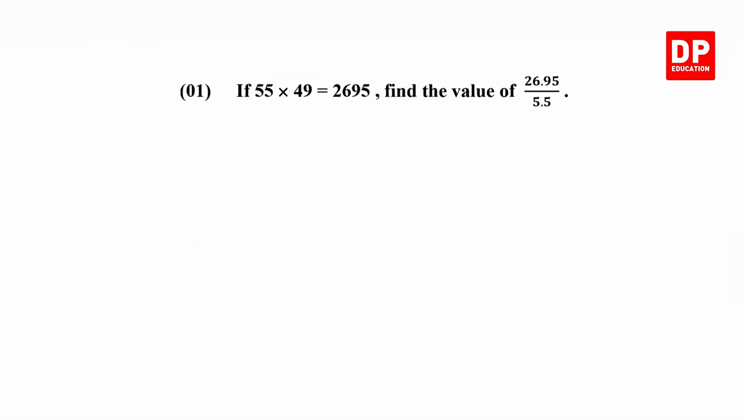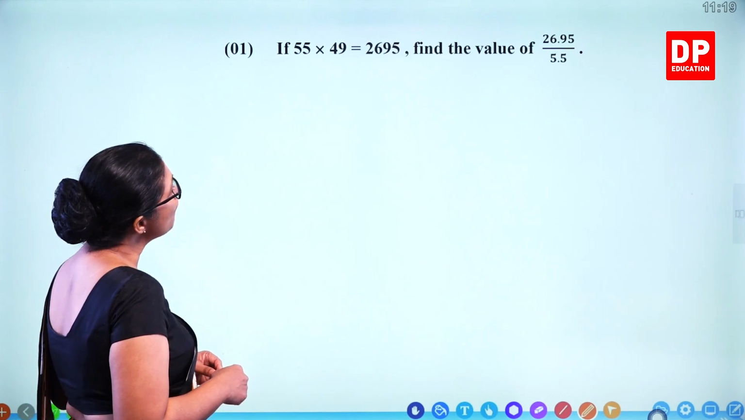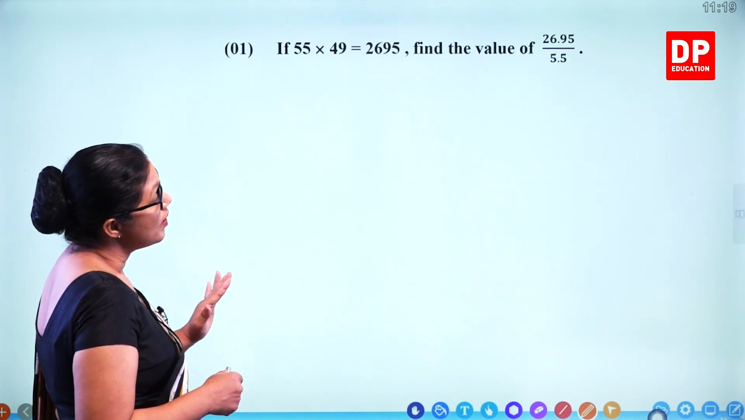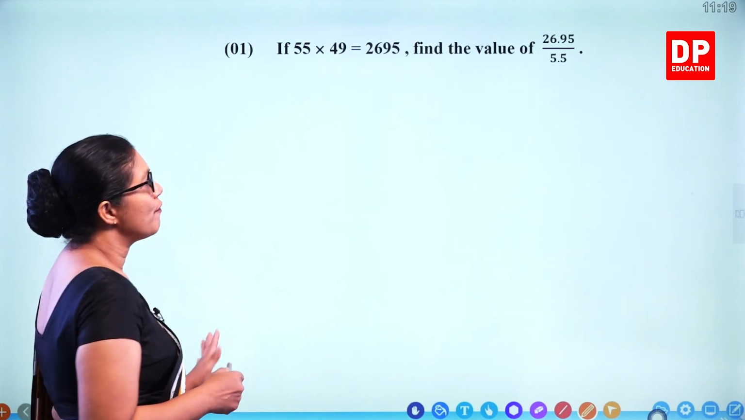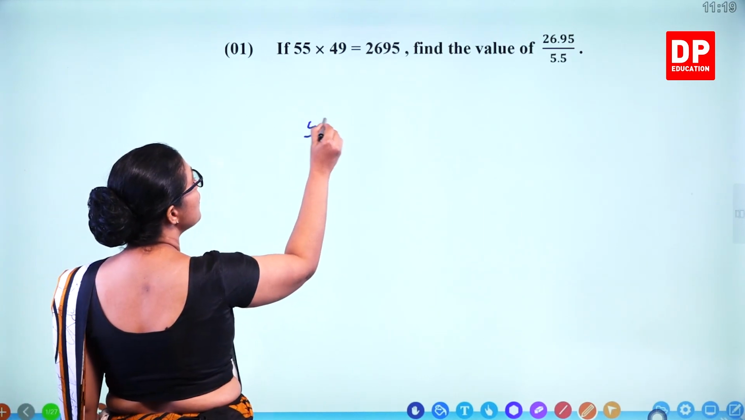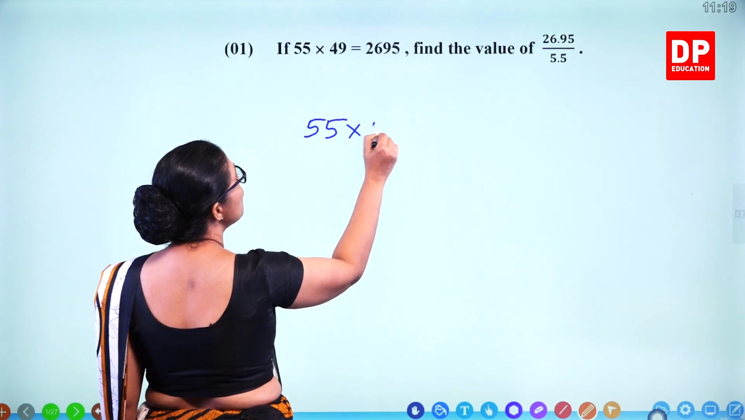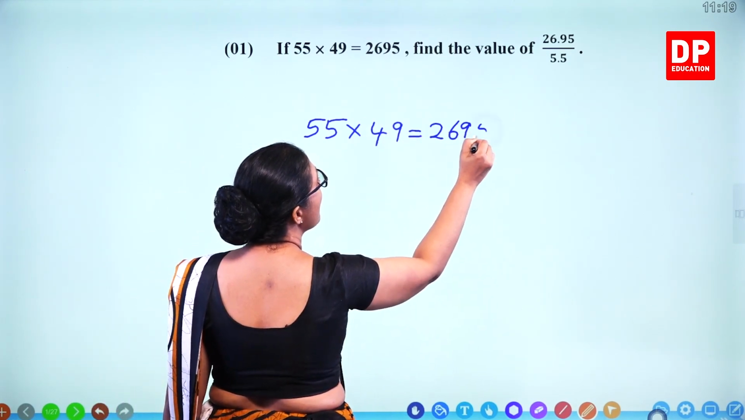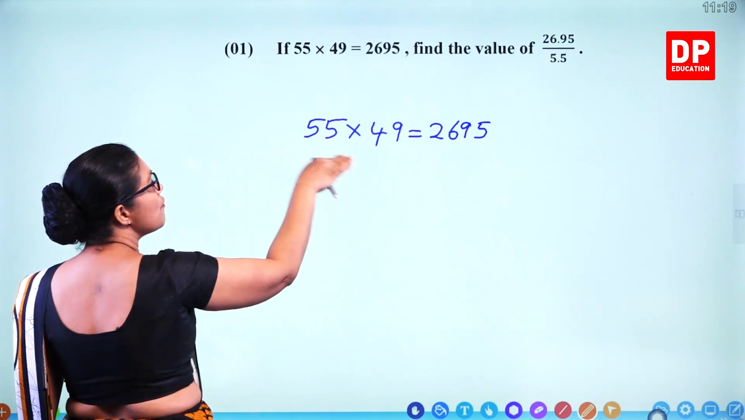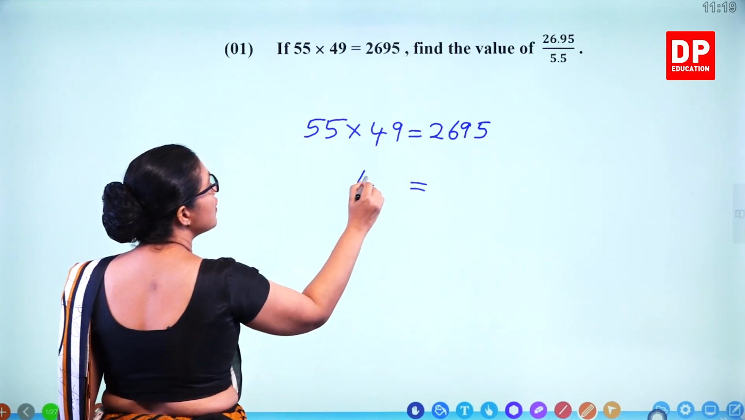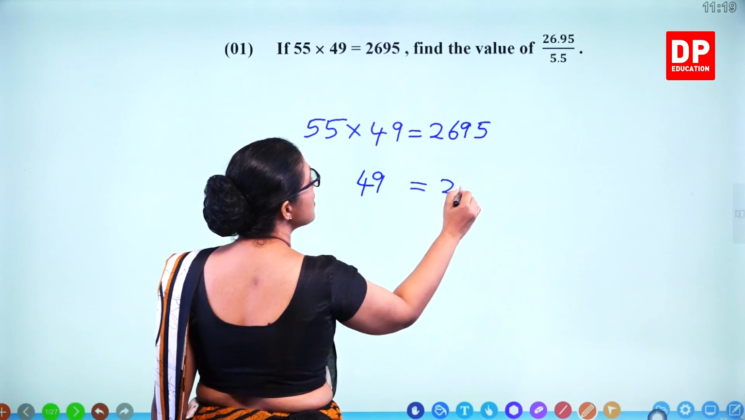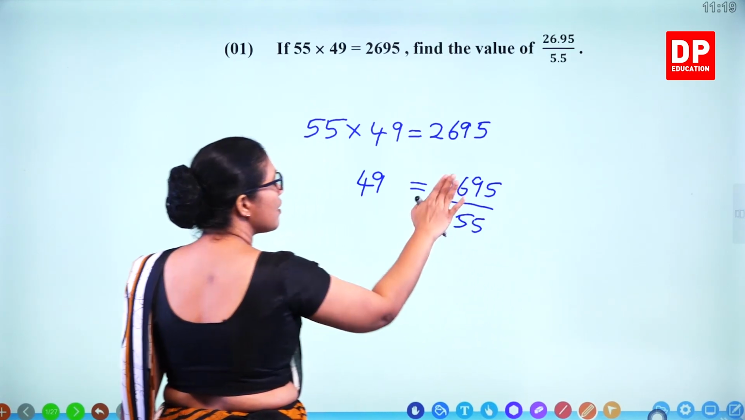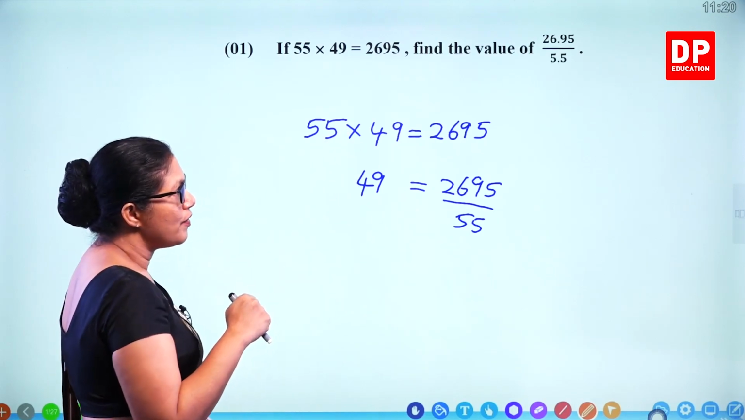Let's take question number 1. 55 times 49 is 2695. Find the value of 26.95 over 5.5. So we'll first write down the given one. 55 into 49 is 2695. So when you take 55 to this side, 49 is equal to 2695 divided by 55. Now you can use that to find out that.